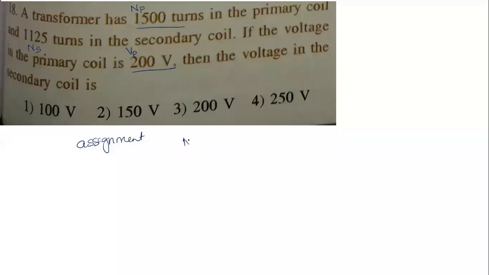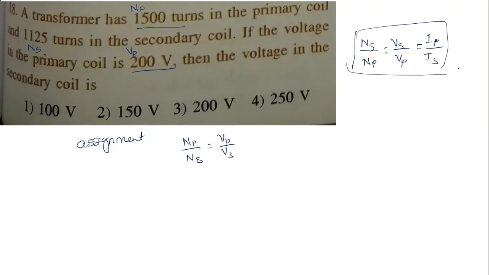Again, same formula. What formula? NP by NS equal to VP by VS. Remember from this formula, NS by NP equal to VS by VP, that is equal to IP by IS. So if you remember this formula, you get a maximum things. I'm leaving this one. You can find the answer for this using this relation. Let us move on to the next question now.